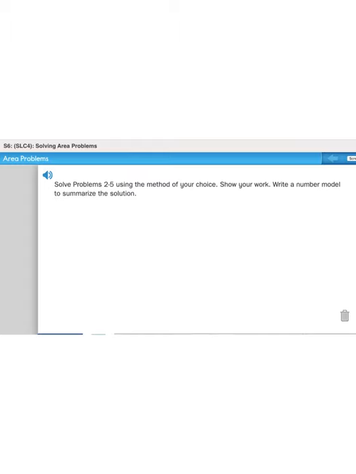So what I would like for you to do now is to solve problems 2 through 5 on the rest of the Math Journal pages using the method of your choice. Be sure and show your work and write a number model to summarize the solution. So today, instead of including a video as I work through each of the answers on those Math Journal pages, I have just included in your module an answer sheet. So please take those, work through them just like we would in class, and then open up the answer key that I posted in the module, and see if you have done those correctly.